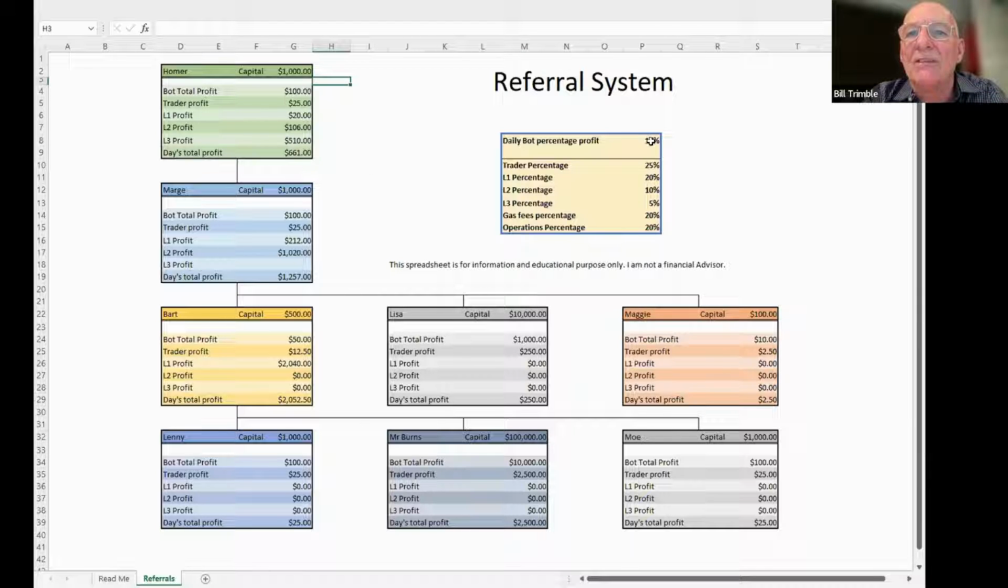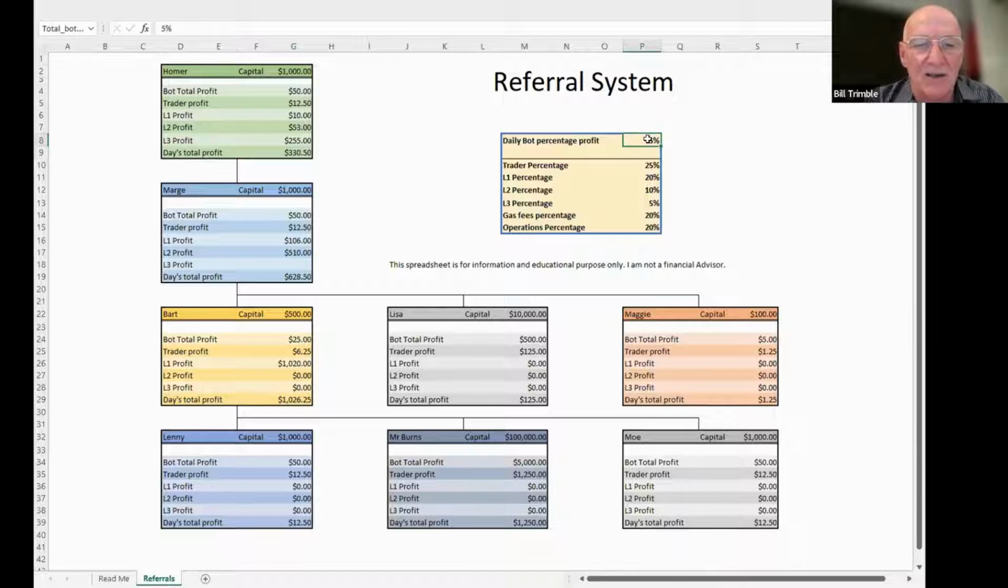What I'll do here, I'll just pop a couple of different numbers in. I might put, let's say it only made 5% on a day. So now everything's changed. 5% on $1,000 is $50 total bot profit for the day. So the trader profit is only $12.50, which is 25% of 50. And level 1, which is 20%, so he gets 20% of Marge's total bot profit. He also gets level 2, Bart, Lisa and Maggie. He gets 10% of their total bot profit, which is 53. And level 3, he gets 5% of Lenny, Mr. Burns and Mo's total bot profit, which is $255. So he makes a total of $330.50.